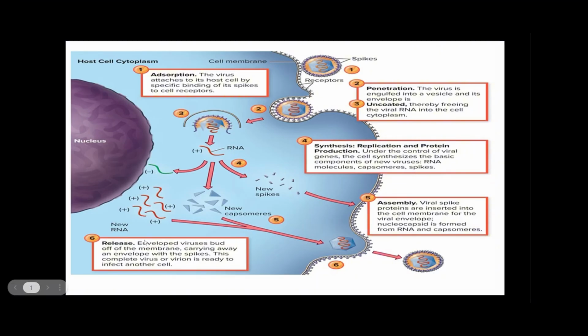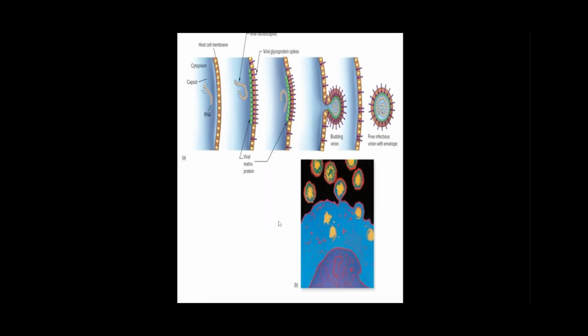Then number 6, the virus gets released. Enveloped viruses like this picture bud off of the membrane. This is called exocytosis. As you can see, a small little pouch is formed, and then it pinches off, and then the pouch releases the virus with its envelope without destroying the cell. If it was a naked virus, then it would destroy the cell because naked viruses are more virulent than enveloped viruses.